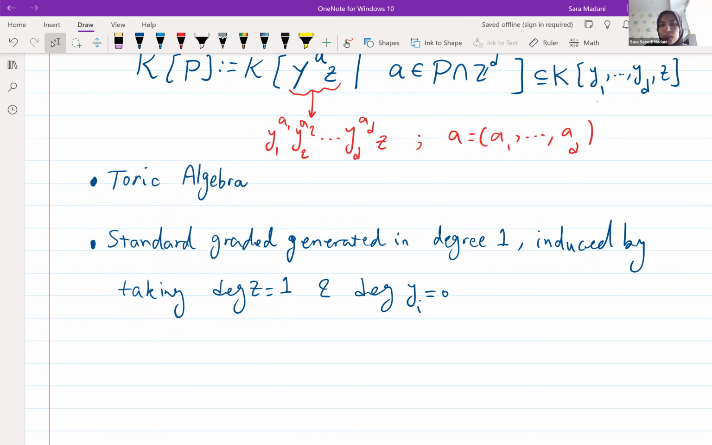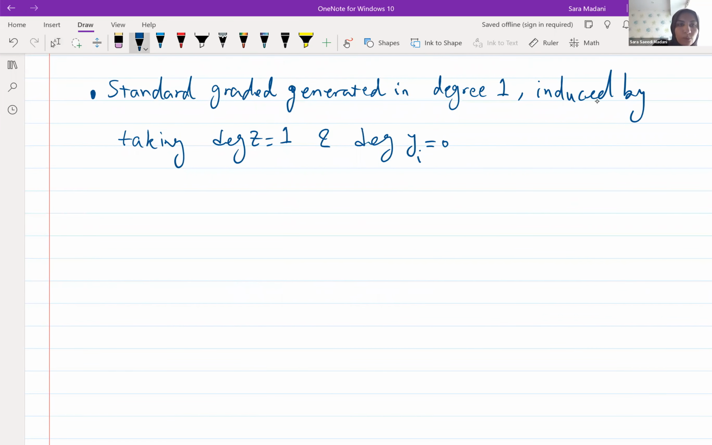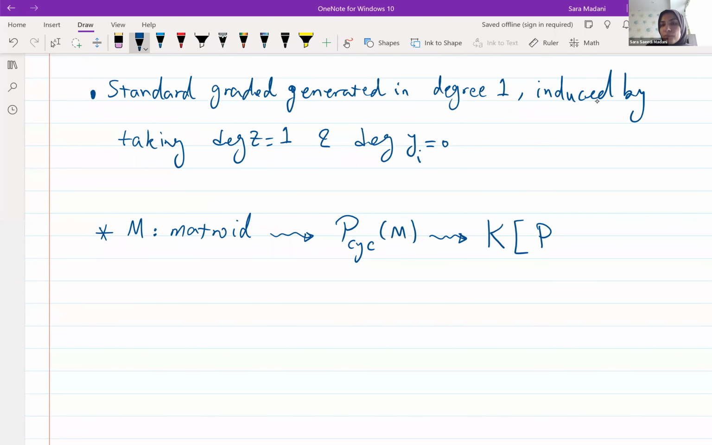But now I want to focus on our objects and apply this structure on our own objects. You remember that we are working with matroids, so we take any matroid that you like. You know from yesterday that we had the cycle polytope denoted by this notation. So this is a lattice polytope. So in the procedure that I mentioned already above, we can associate this algebra, the toric algebra associated to the cycle polytope of M. Just to simplify the notation, I just write K[P_cyc(M)] from now on.